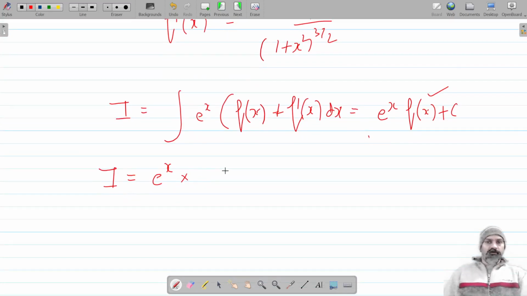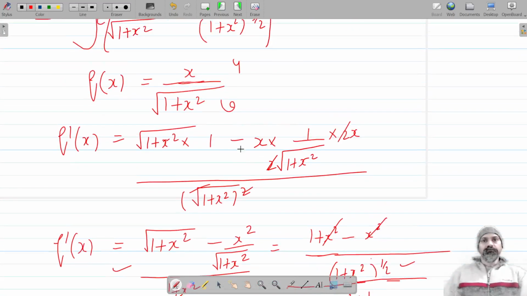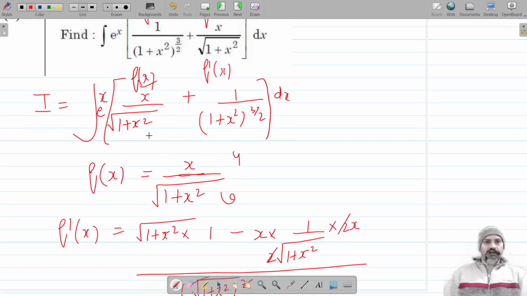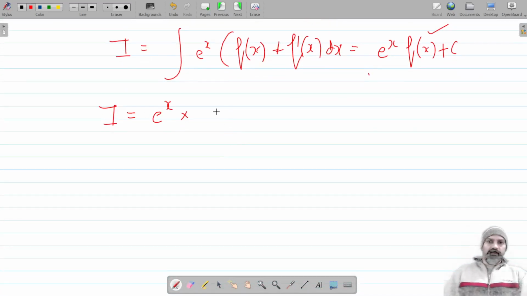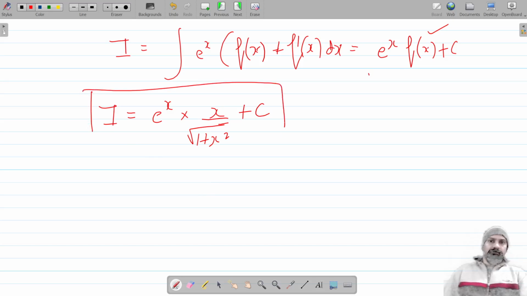F of x was x upon under root 1 plus x squared. So this is x upon under root 1 plus x squared plus c. So this is the integration. I is equal to e raised power x into x upon under root 1 plus x squared plus c.